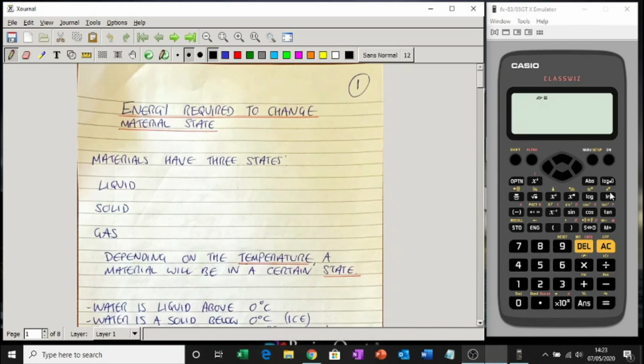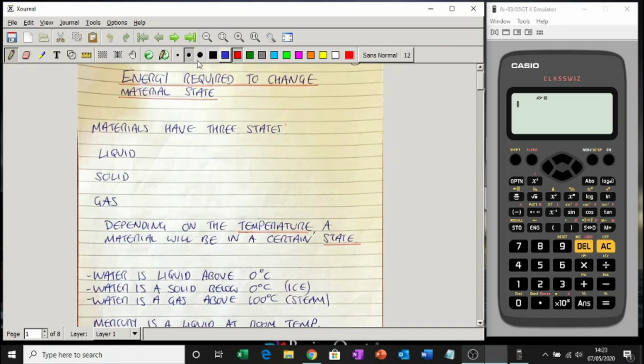Today's video is on change of state, and all that is really is that materials have three states, and we'll just consider liquid, solid, and a gas. So if you think of water, water has three states. It has liquid water, solid is ice, and gas then is the vapor or the steam. So depending on the temperature, it'll go through different phases.